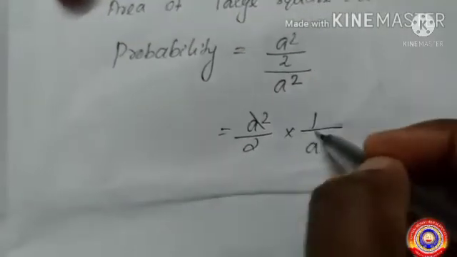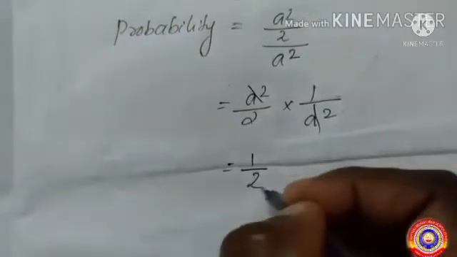We have to take the reciprocal of the denominator. A square and a square cancel. Then we get 1 by 2. The probability of putting a dot inside the green part is equal to 1 by 2.